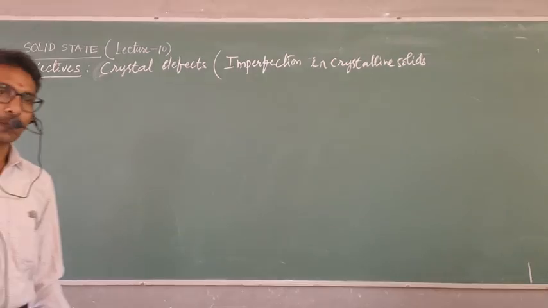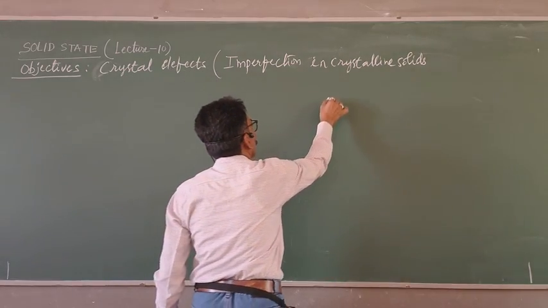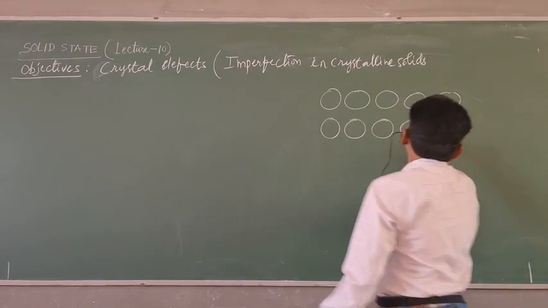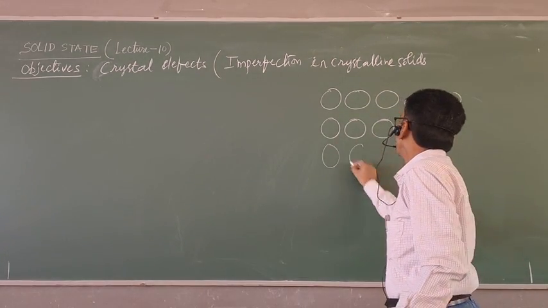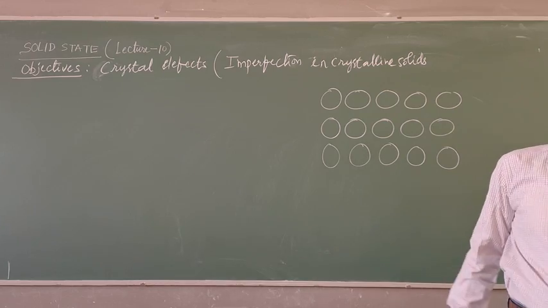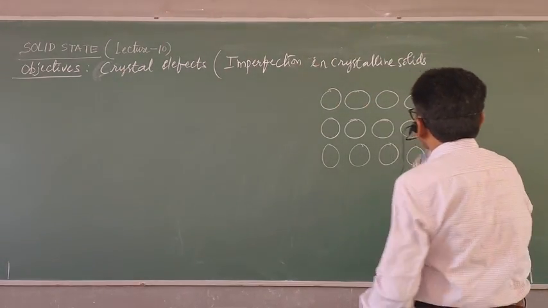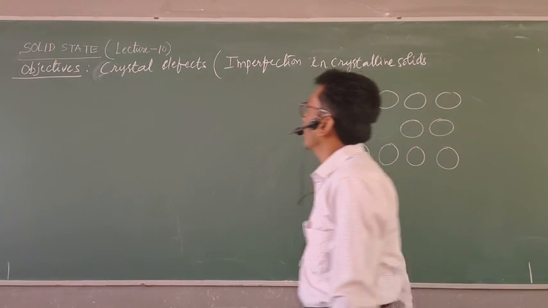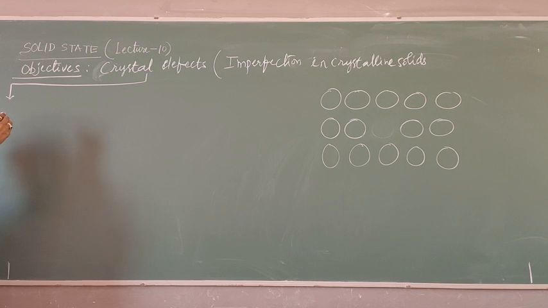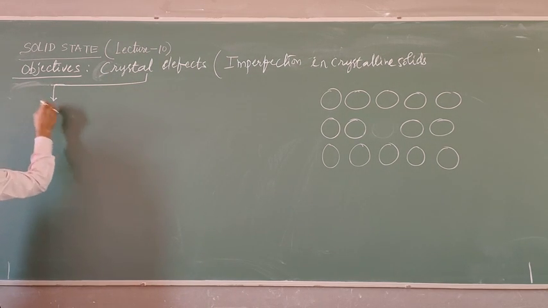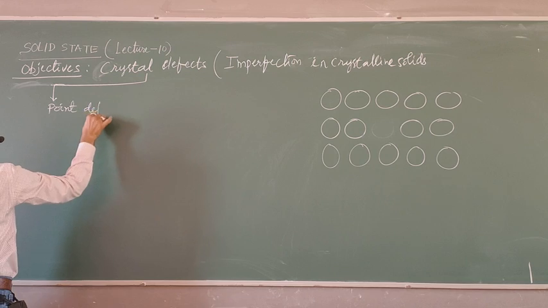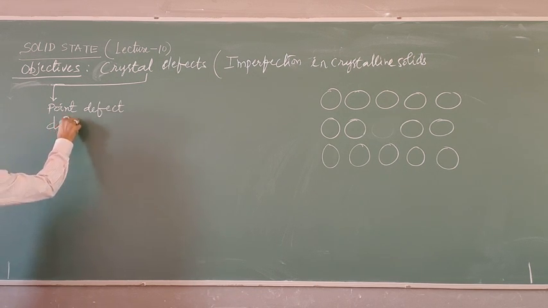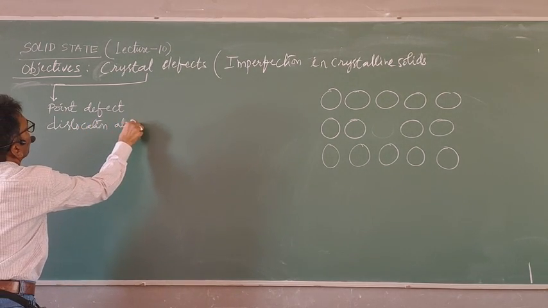In what way are the particles deviated? Suppose we take the arrangement of the particles like this. The particles are deviated along a point, and that is known as point defects. Dislocation along a point.